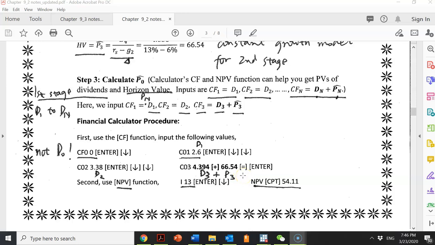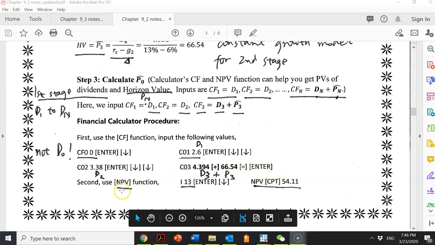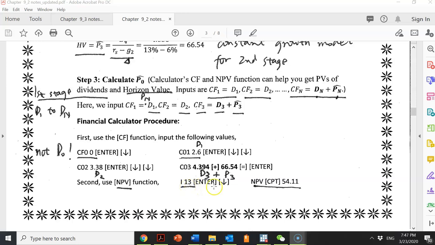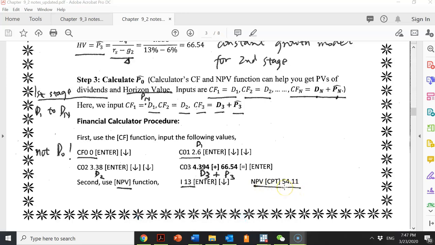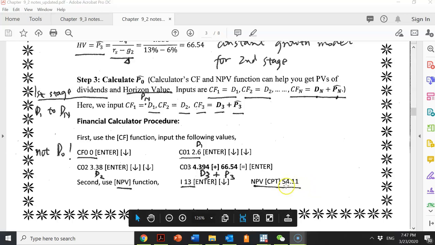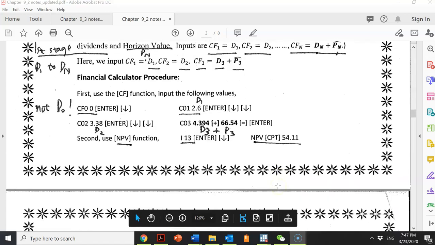Okay, equal sign, enter. Then we go to the NPV function, input I as our stock return, the discount rate here, 13, enter, down button, and we go to NPV compute. So we have 54.11 as our stock price here, okay, P0.